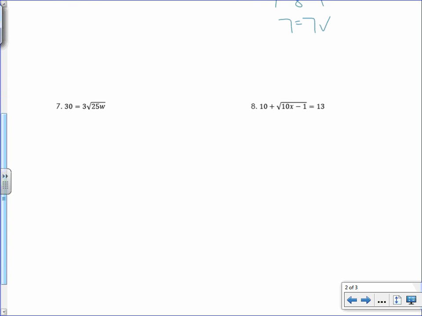Scrolling down. All right, hopefully nobody freaked out about this. Okay, to get the radical by itself, right now we have a radical times 3, so we're just going to divide both sides by 3. So I get 10 is equal to the square root of 25w. And now I can just square both sides. So I get 100 is equal to 25w. Divide both sides by 25. You get that w is equal to 4.